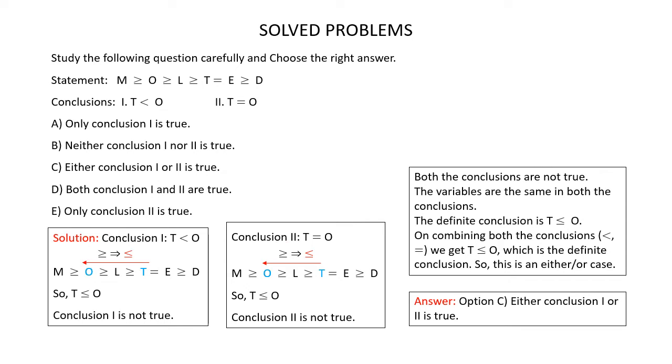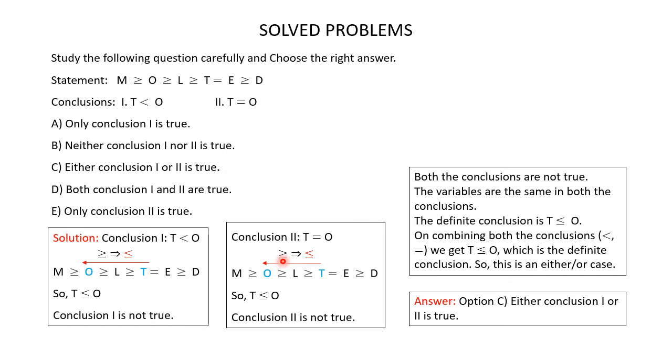Let's consider conclusion 2. T = O. First write the given statement. Now we have T here and O here. So we have to move in the backward direction from T to O. When you move in the backward direction from T to O, you get the symbols ≥ and ≥. So you have ≥ here.